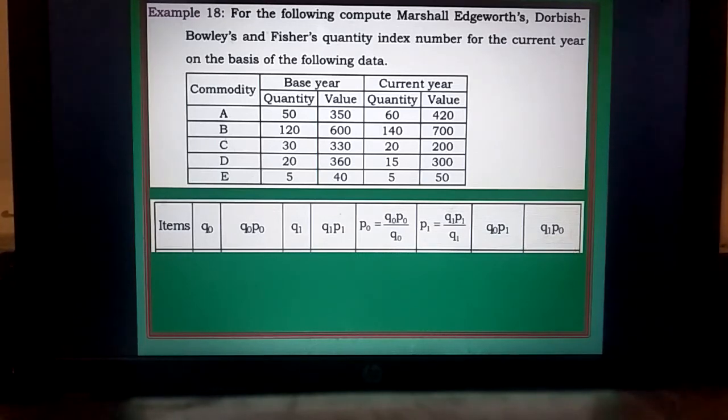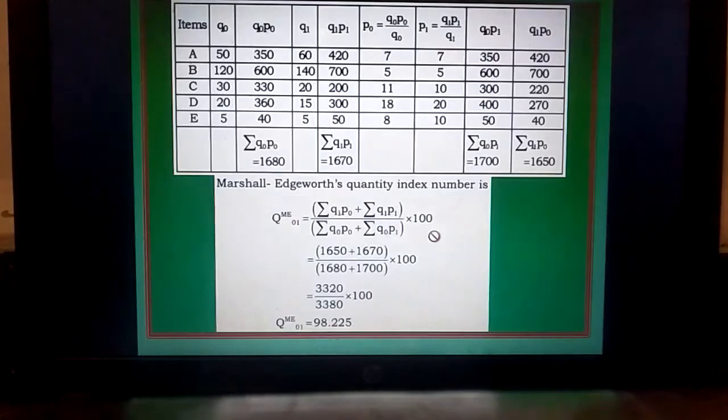So let us apply the formula and complete the calculation. First, Marshall-Edgeworth's quantity index number is to be calculated. Marshall-Edgeworth's quantity index number you know already. Based on this, what are required to be calculated? Q1 P naught is required, so that Q1 P naught is calculated. These calculations, for the previous many problems, you know students, that's why I am not explaining much in this particular example.